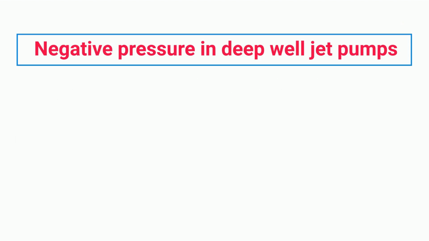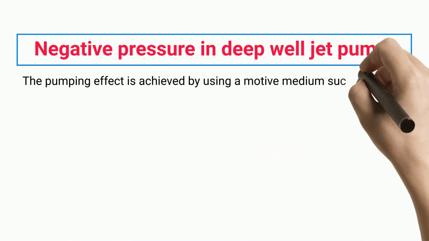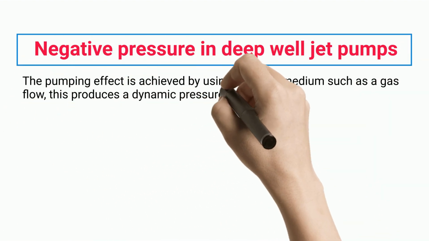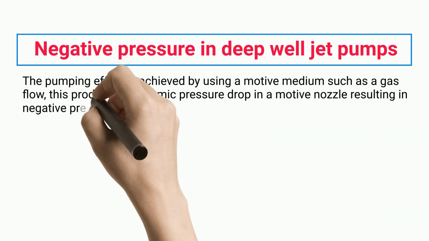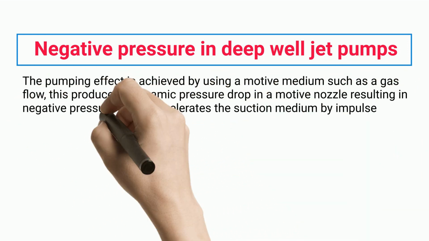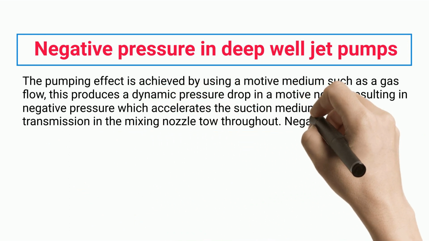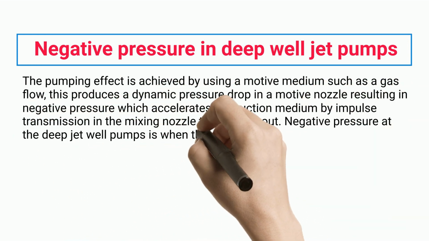Negative pressure in deep well jet pumps. The pumping effect is achieved by using a motive medium such as a gas flow. This produces a dynamic pressure drop in a motive nozzle, resulting in negative pressure, which accelerates the suction medium by impulse transmission in the mixing nozzle throughout.